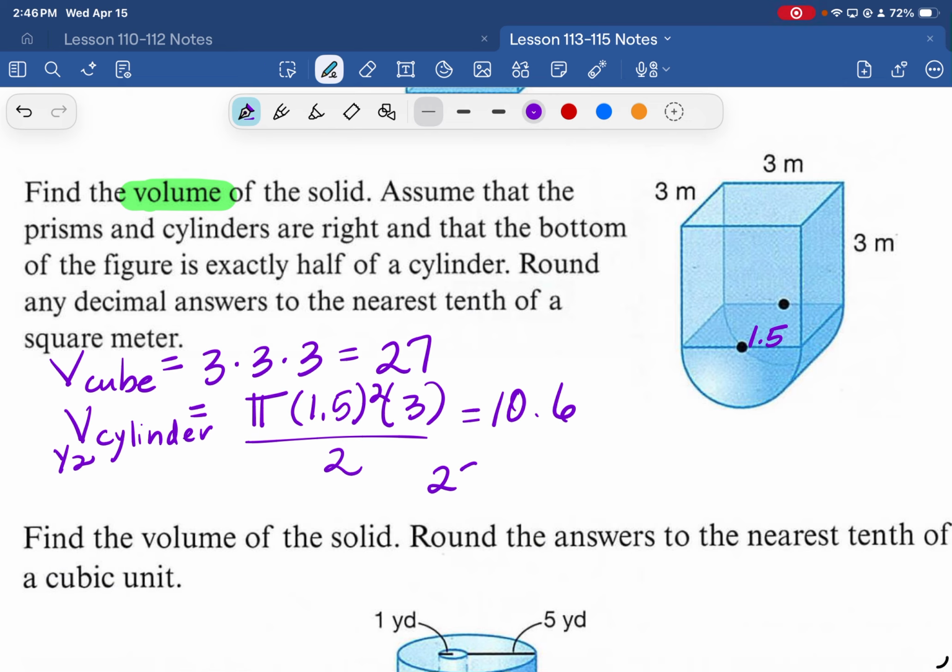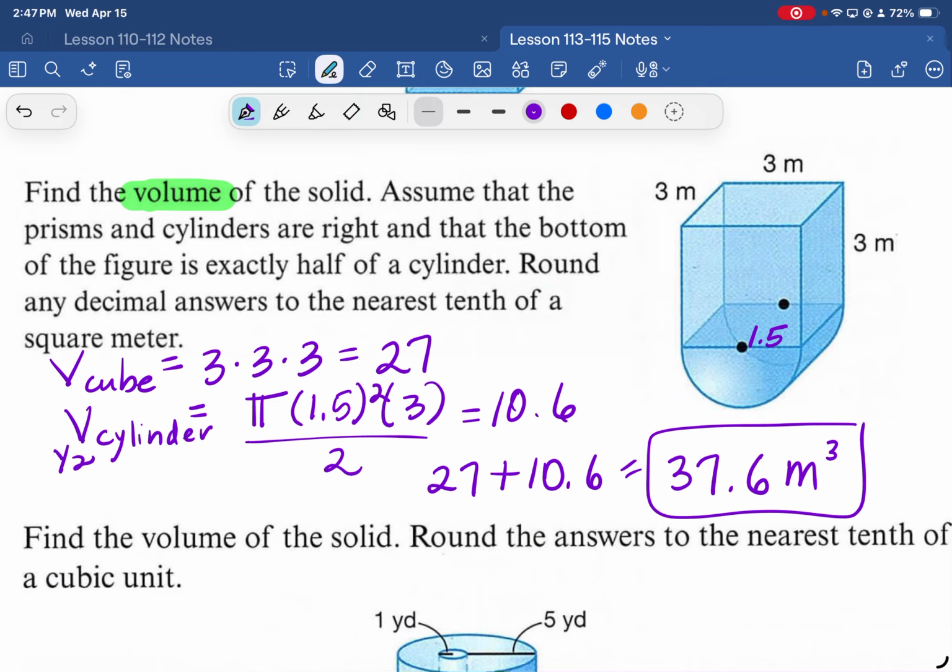Perfect. So 27 plus 10.6. What's that? 37.6. 37.6 what? Meters cubed. I love that you caught that because it's volume.